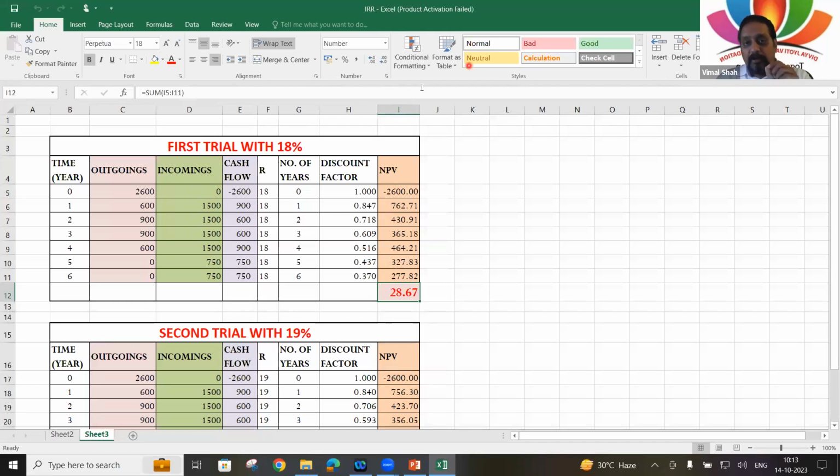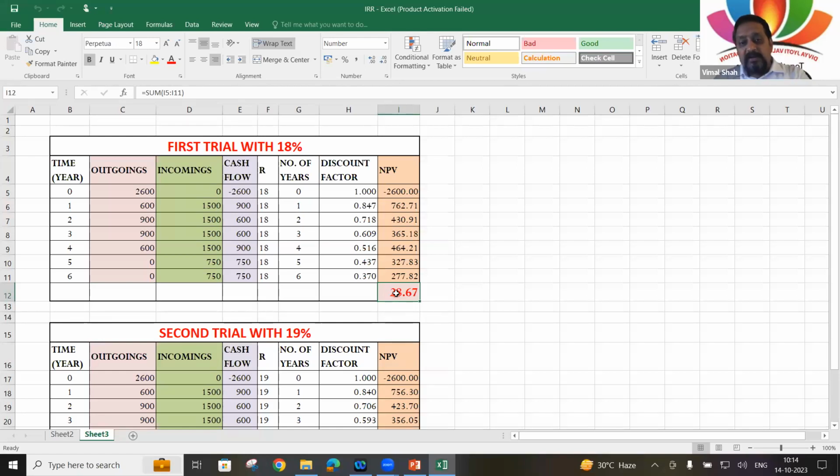I will do trial and error to find out what is the exact rate of return. So here I am taking the first trial with 18%. Suppose, what is the NPV at 18%? When I did this NPV taking R as 18%, I am getting the net present value of the entire cash flow as 28.67 lakhs. Right? 28.67 crores, sorry.